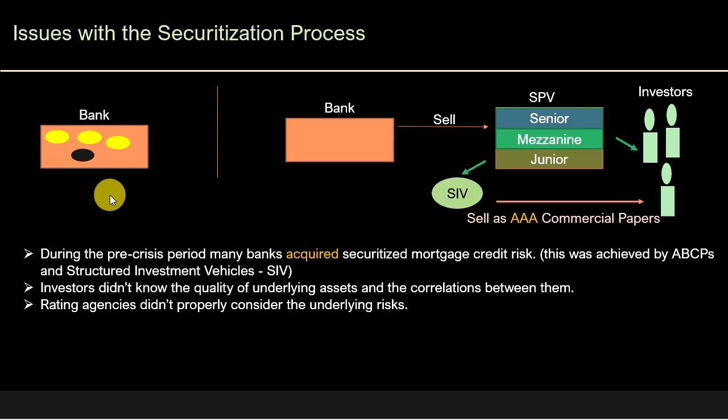So another issue with the securitization process happened just before the 2007-2008 crisis. During the pre-crisis period, many banks acquired securitized mortgage credit risk. Remember, the original purpose of the securitization process was to transfer credit risk completely out of the bank's balance sheet. But during the pre-crisis period, some banks were quite attracted to these notes.